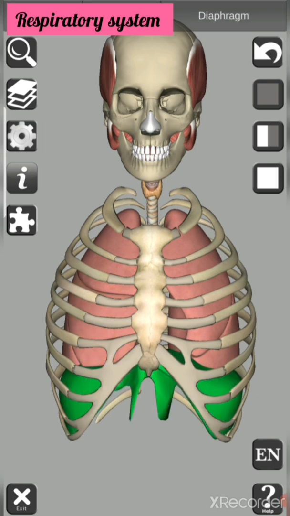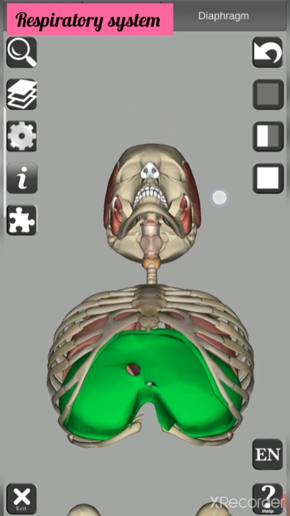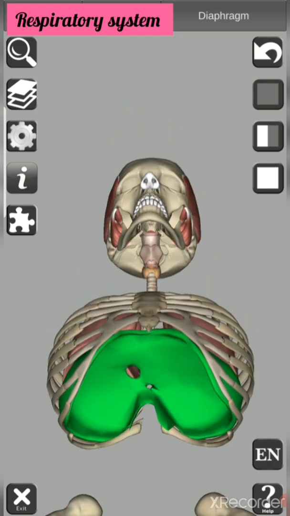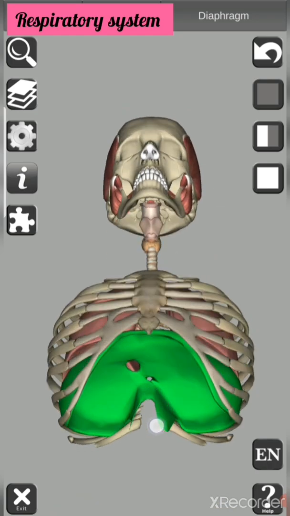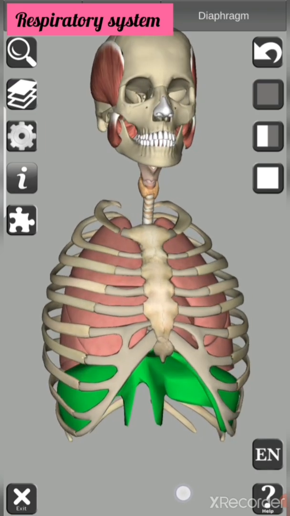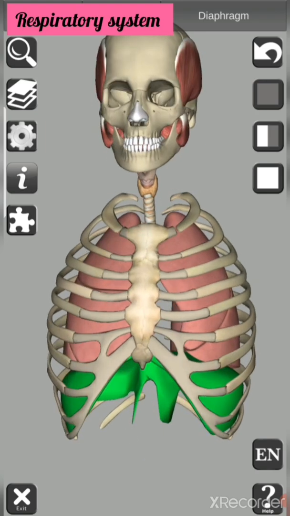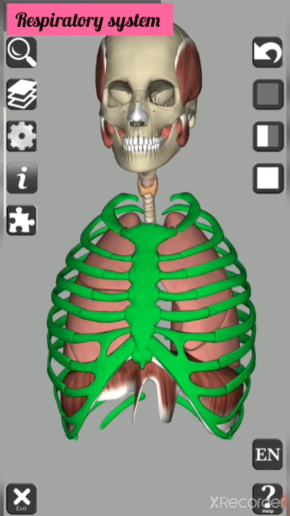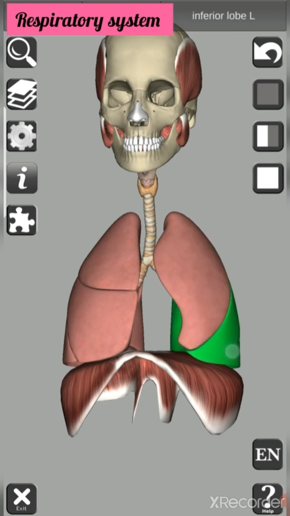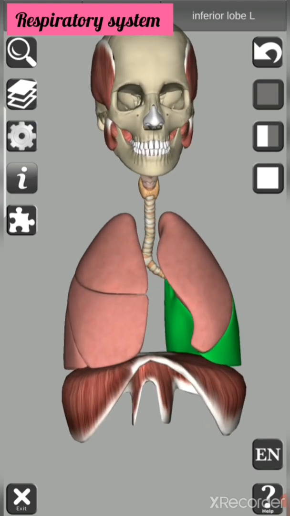A thin muscular organ is situated slightly below our lungs, and it is attached to our rib cage. This organ is known as the diaphragm, and due to the movement of the diaphragm we inhale and exhale air. This is a rib cage. Inside the rib cage, what is present? The lungs are present.